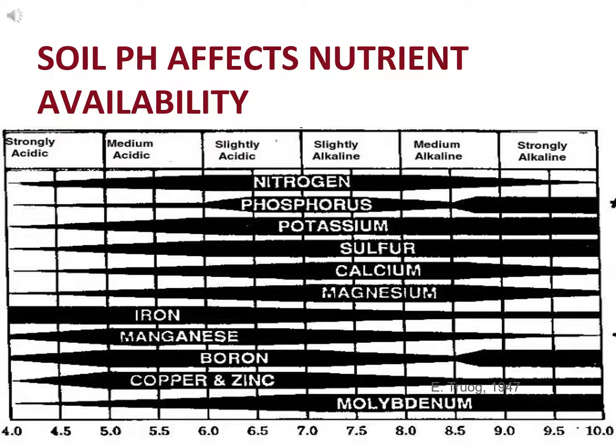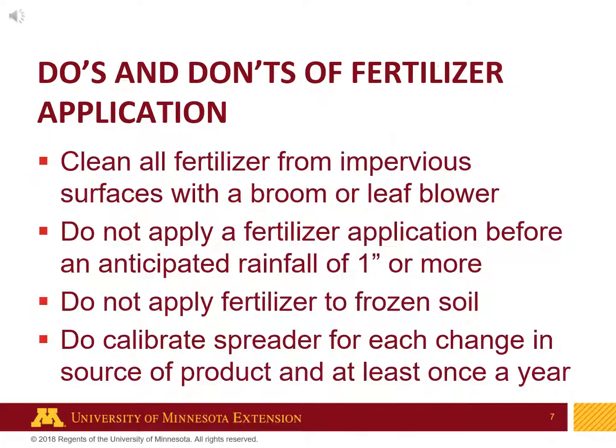As was mentioned previously, soil pH affects nutrient availability. This figure is not exact but helps to visualize the influence of soil pH on various nutrient availabilities. As a bar narrows, the availability of that nutrient decreases around that soil pH.